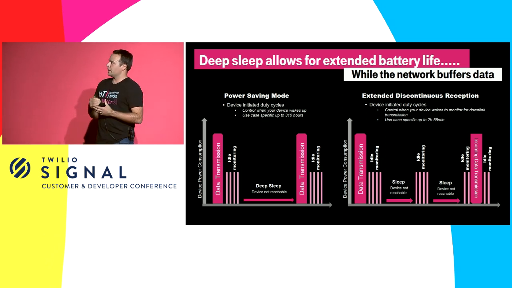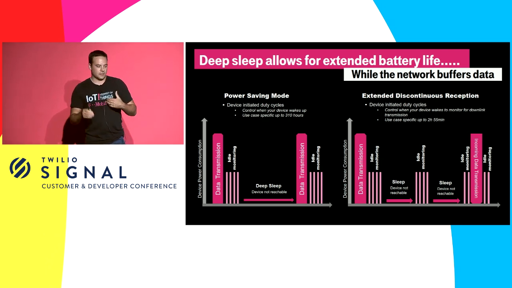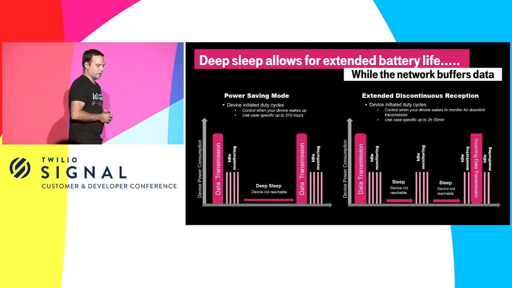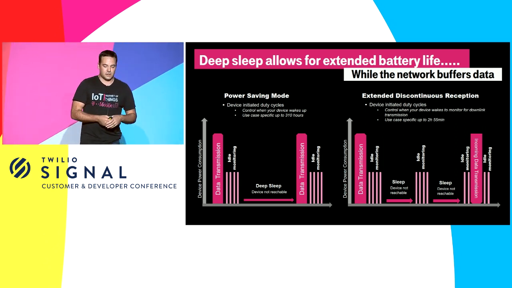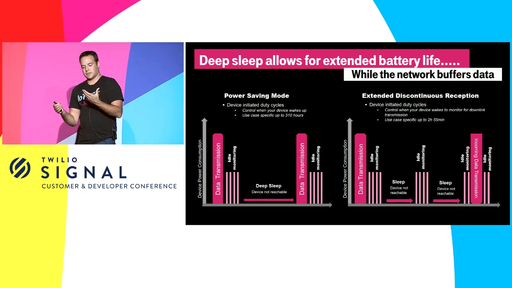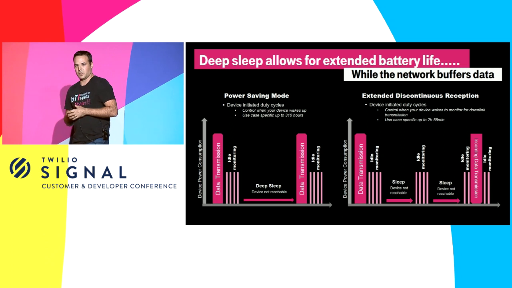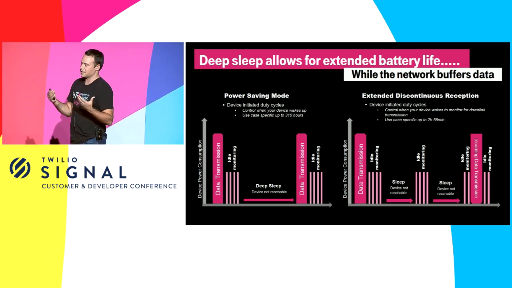So we have the ability at this point for the device to tell the network, I only need to wake up once in up to 310 hours. So during that time, it sends its data. It will monitor for a little while and then go into what's called a deep sleep state.